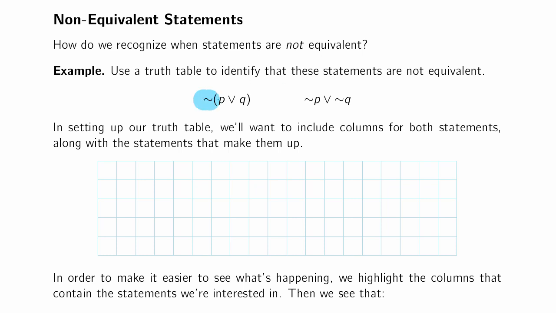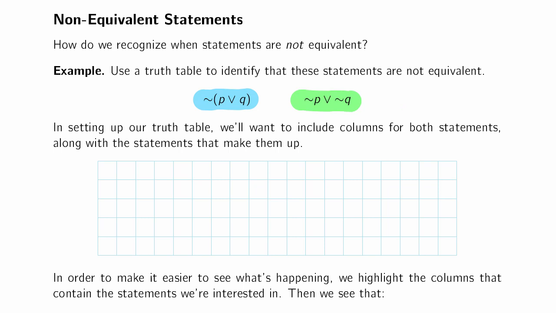So the two statements we're going to work with are these two. It is not the case that P or Q. And the other statement is not P or not Q. Looking at those, you might suspect that they are equivalent, which is why a truth table is helpful in helping us realize that they're not.